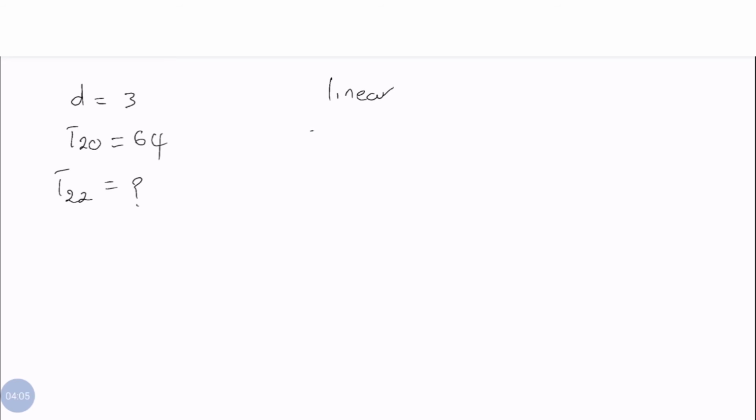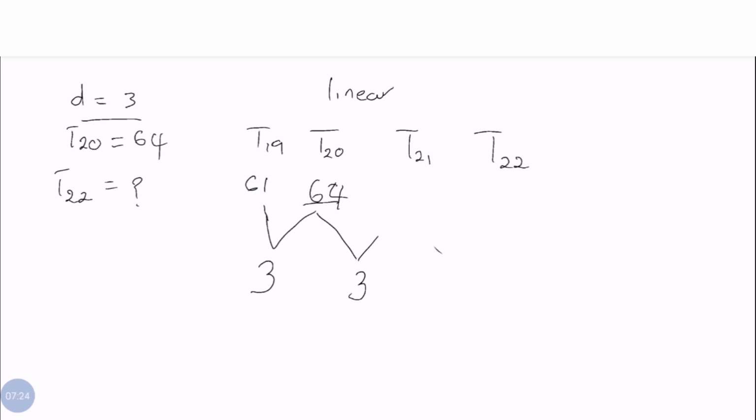From T20, which is equal to 64. How do we get T21? How do we get T22? We use our common difference. So that means from T19 we had to add 3, because when you subtract 3 from 64, which is how you get T19, you get 61. So now we also have to add 3.